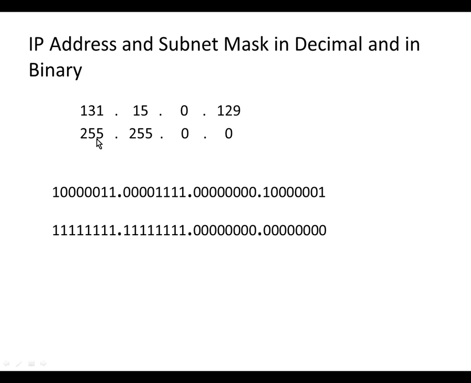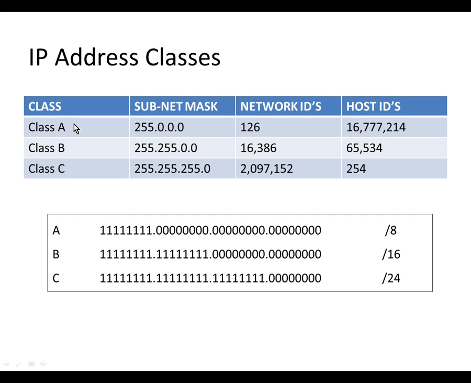Now let's look at the subnet mask. You and I might write 255.255.0.0, but the computer sees it as a string of 8 ones followed by a string of 8 ones followed by a string of 8 zeros followed by a string of 8 zeros. This is what we would call a 16-bit subnet mask.